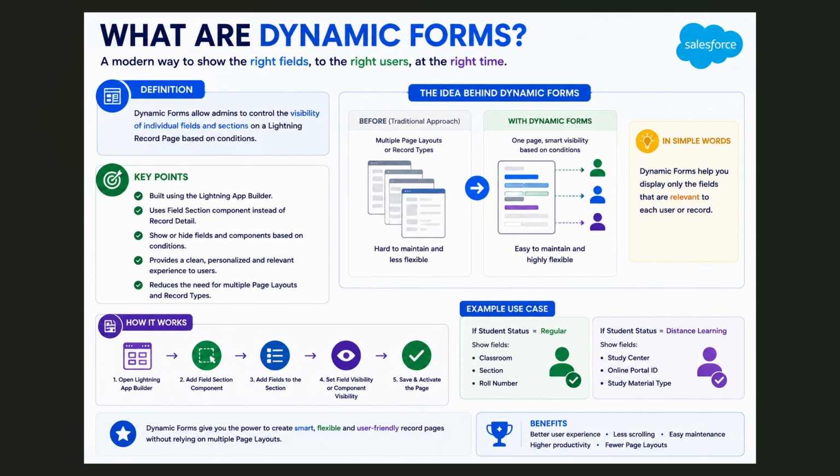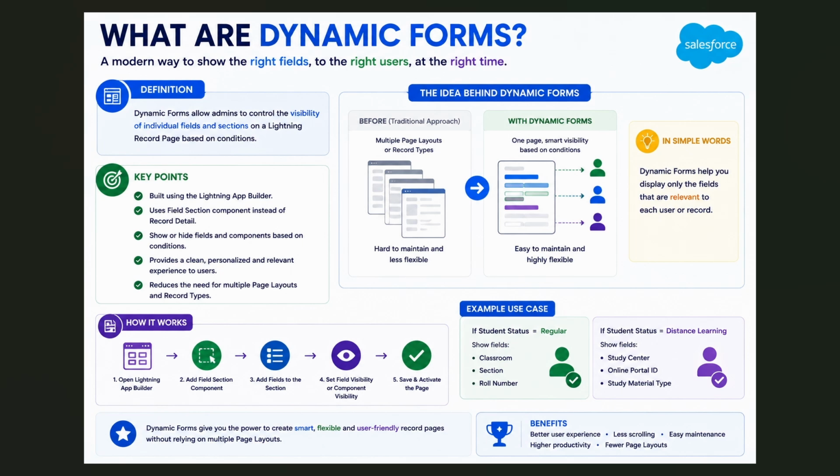With traditional page layouts, you would usually need multiple page layouts and record types to achieve this, and we have also done this in my previous video using page layout and record type. But dynamic forms make these things much easier. They allow you to control the visibility of individual fields and sections directly on a Lightning record page. In simple words, dynamic forms let you display the right field to the right user at the right time.